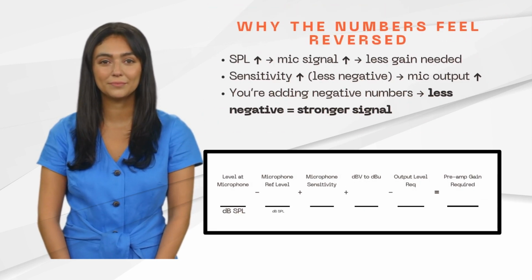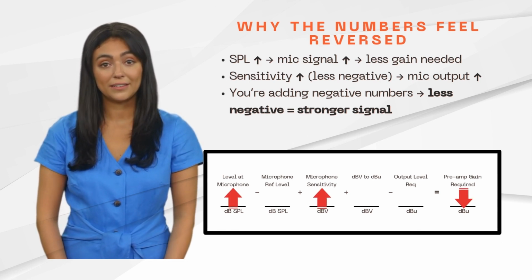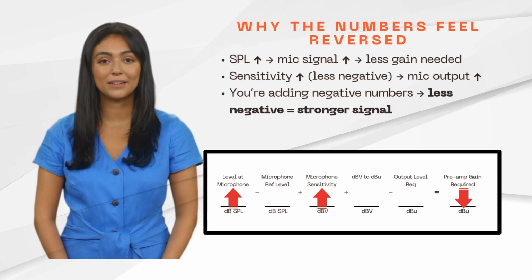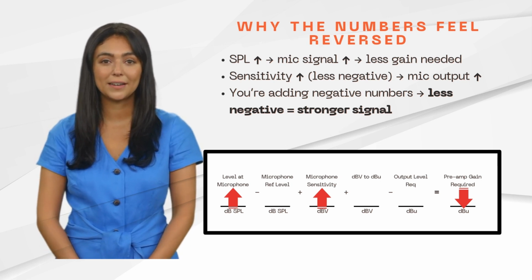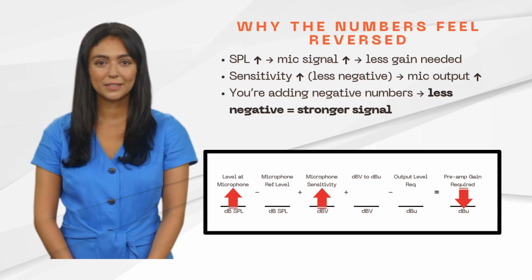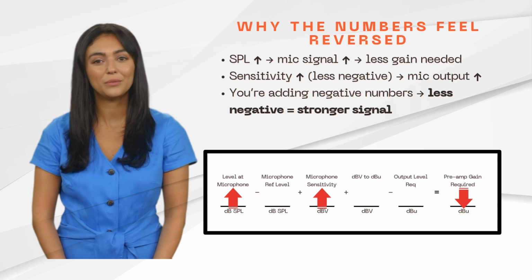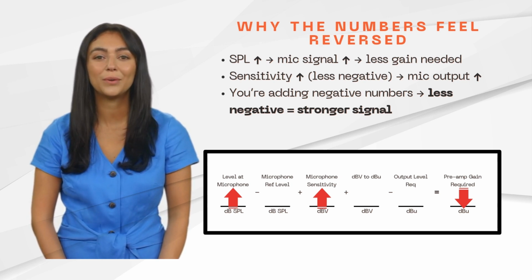This part confuses a lot of people. You might think that louder speech or a more sensitive mic should increase gain, but it's actually the opposite. The louder the input or the better the mic, the stronger the mic signal. And because we're working with negative decibel values, adding a less negative number results in less gain required. So yes, it makes sense, even if it looks backward at first.